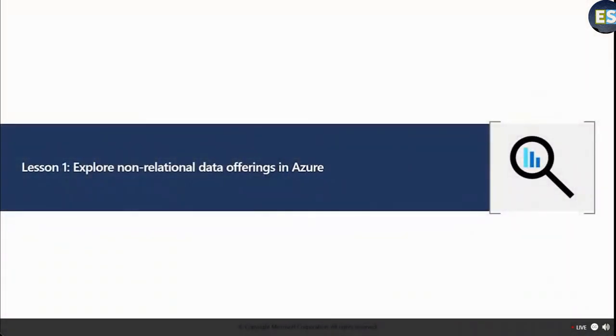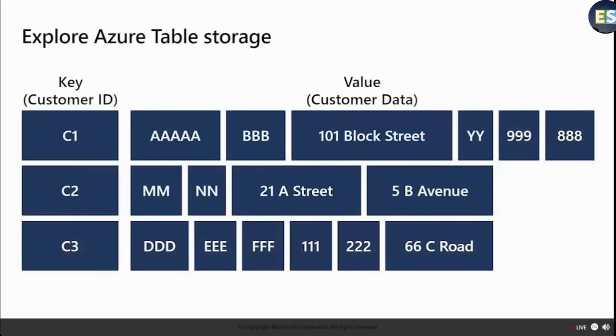Lesson 1, explore non-relational data offerings in Azure. So we'll start with Azure Table Storage. Now, Azure Table Storage implements the NoSQL key value model. So in this model, the data for an item is stored as a set of fields, and the item is identified by a unique key. Now, Azure Table Storage is a scalable key value store held in Azure. So you create a table using an Azure Storage account. In an Azure Table Storage table, items are referred to as rows and the fields are known as columns.